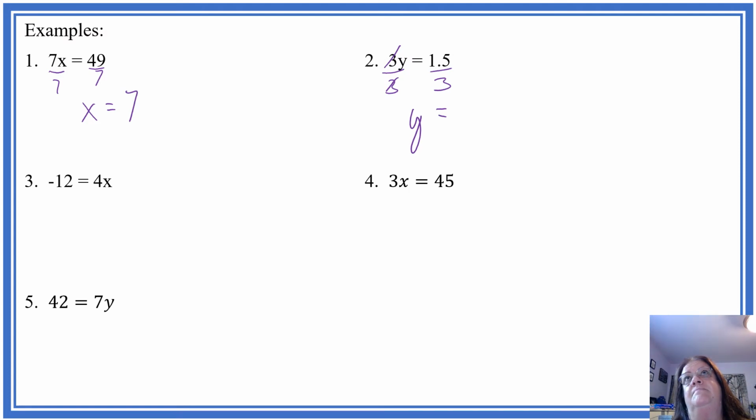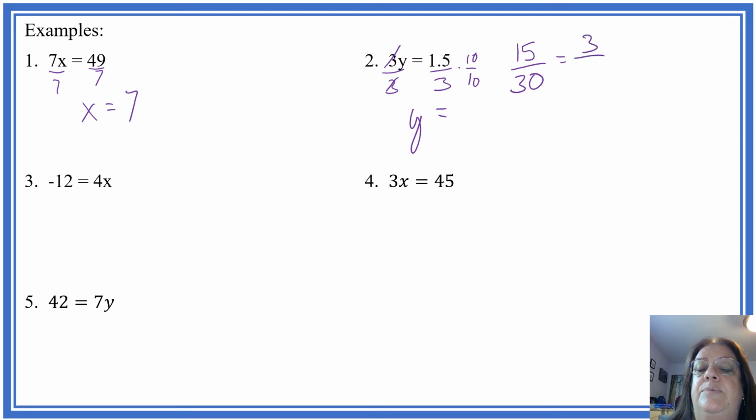How can I show you how to do this? Easiest way is we're going to get rid of the decimal on top. Multiply both top and bottom by 10. I get 15 over 30. Hopefully you can already see what it's going to be, but if I pull a 5 out of each one, I have 3 over 6. Pull a 3 out of each one, and I get 1/2. So my answer is 1/2.